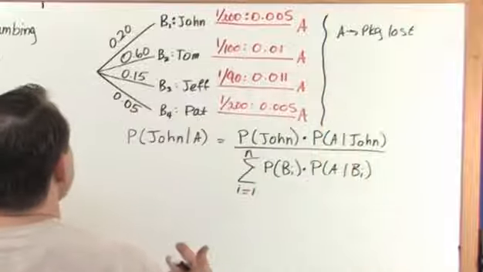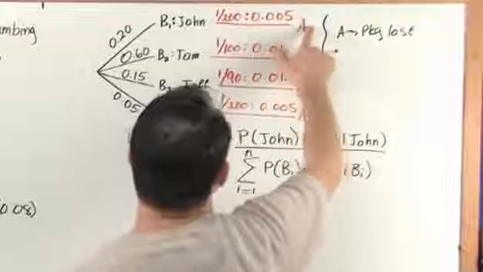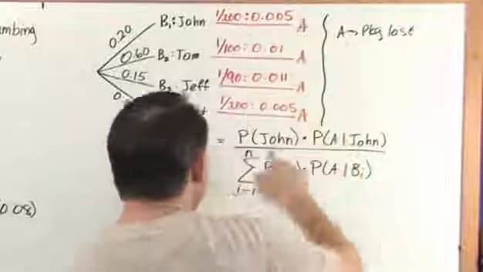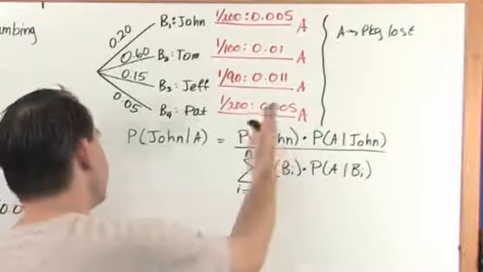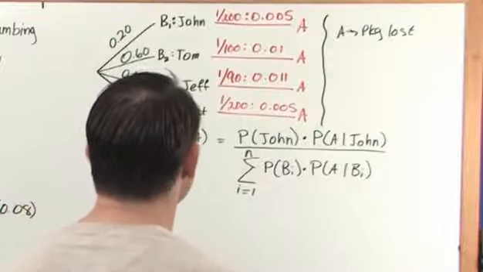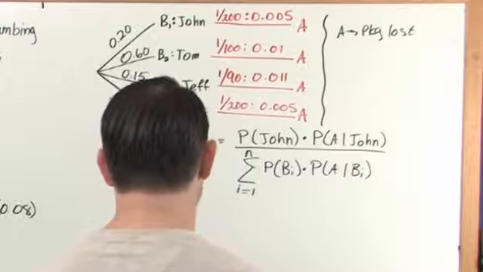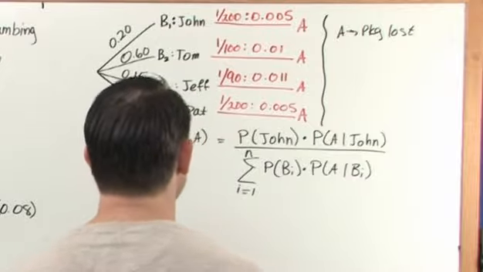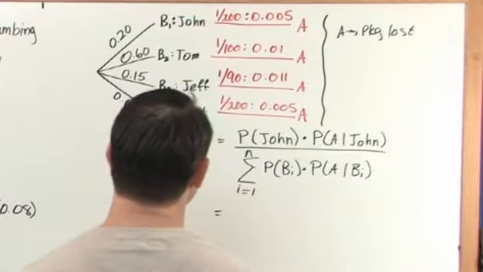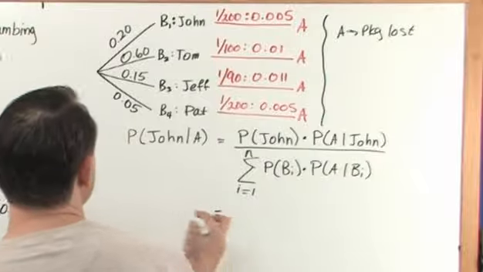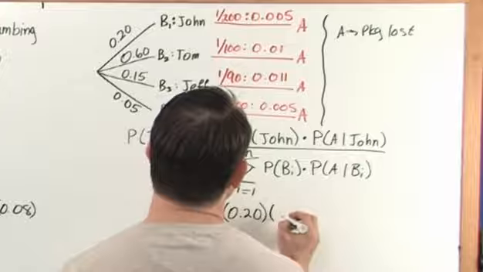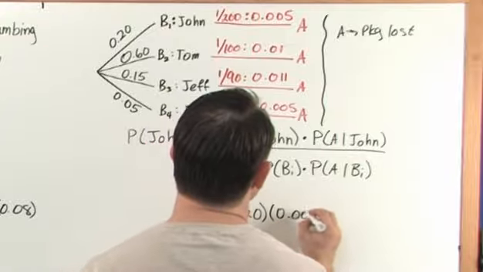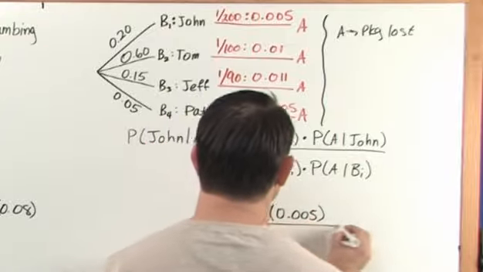So you're looking at the ratio between the bad package coming from John divided by the total probability that you get a bad package from anybody. The division of those two things is going to tell me what percentage of the time John's actually the guy doing this, which is effectively the probability that he actually delivered it. So the probability of John is 0.20, just reading right from the chart, times 0.005, that's what's on the top.